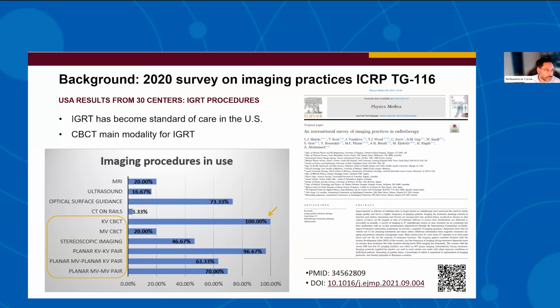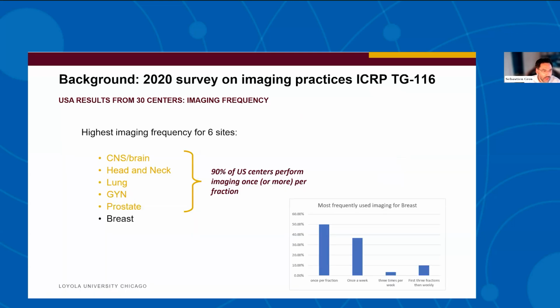And basically focusing at the US, where we had results from 30 centers, we clearly saw that KV cone-beam CT was used by 100% of the centers, and that it had become the main modality for radiotherapy. And we know from Jenia's talk that cone-beam CT delivers more dose compared to 2D KV, so it was natural for us to try to focus on optimizing our KV cone-beam CT protocols.